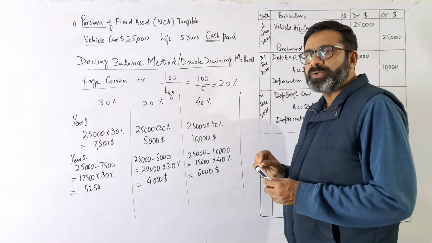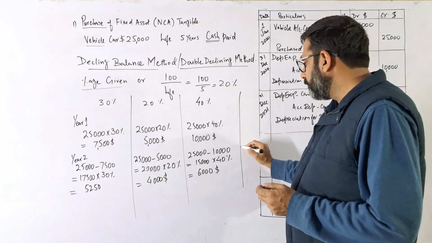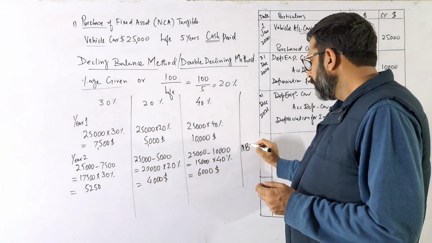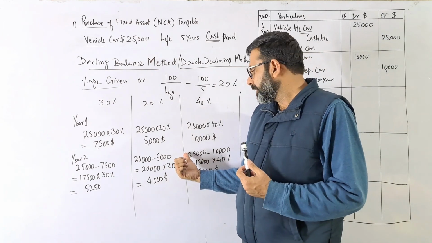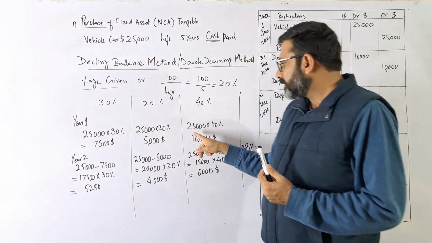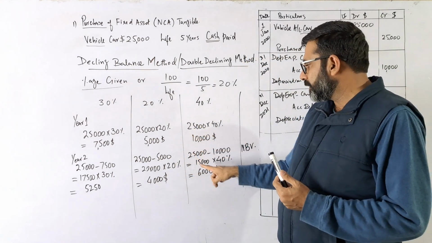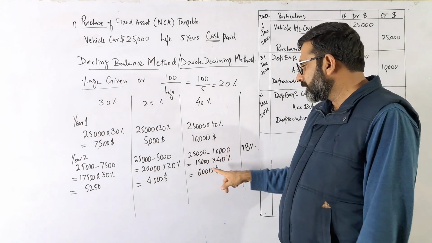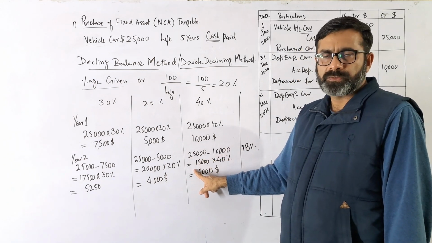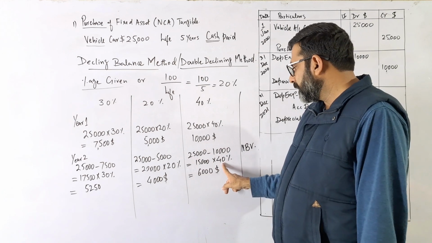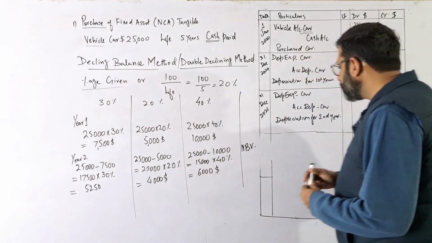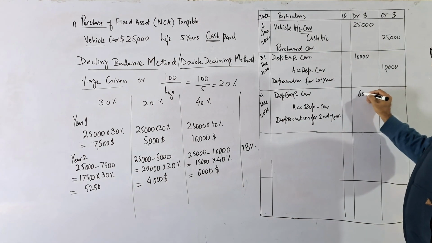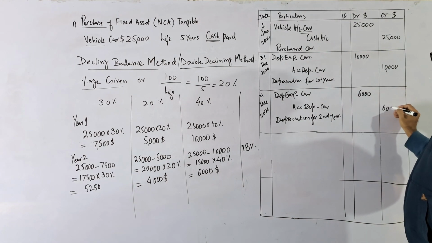What we have to do: first we have to calculate the net book value. The net book value at the start of the second year will be 25,000, the cost, minus depreciation. So 25,000 minus 10,000, it is 15,000. Now we have to multiply this by 40%. So the answer is 6,000. The depreciation for the next year will be 6,000.